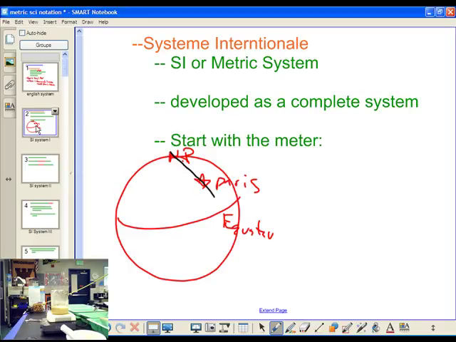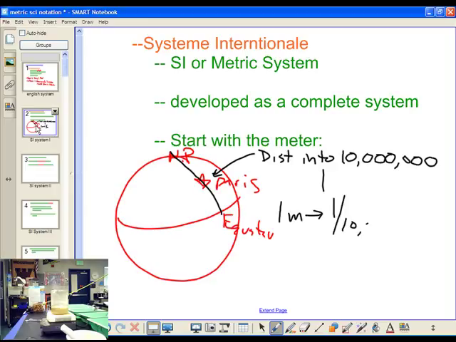We're going to go from the North Pole to the equator. We have this distance. So if we travel from the North Pole to the equator, and the line goes through Paris, I'm going to break that distance into 10 million pieces. And guess what? I get a meter. So 1 meter is 1/10,000,000th of that distance from the North Pole to the equator on a line that goes through Paris. That's where it comes from.